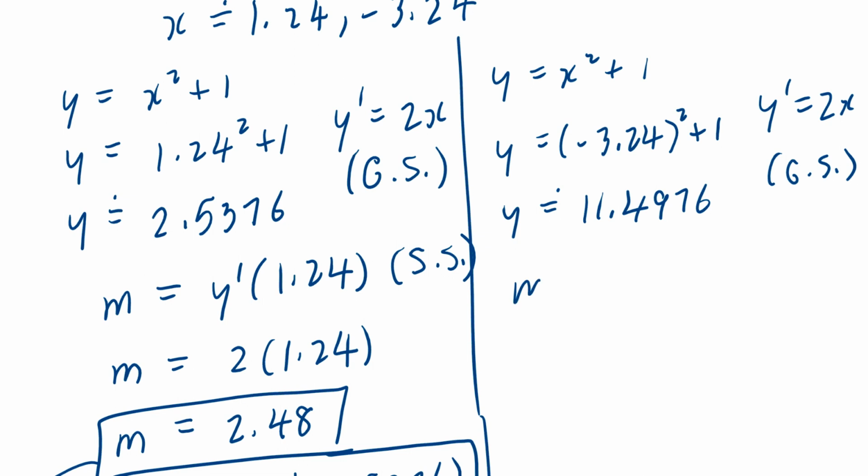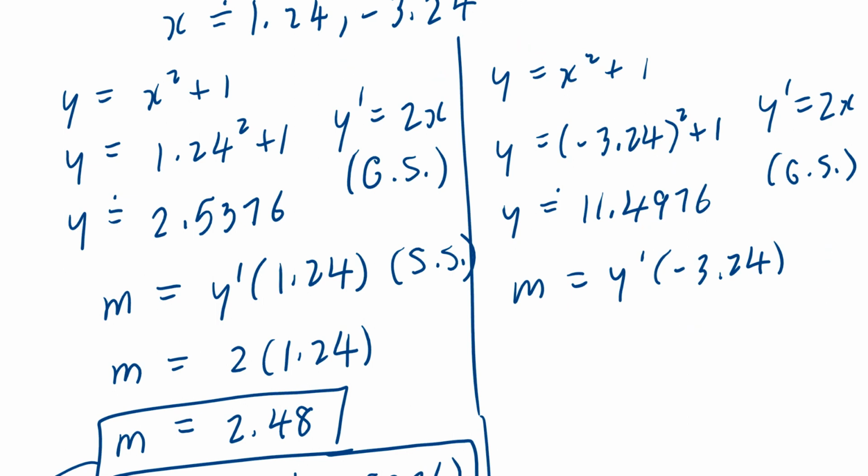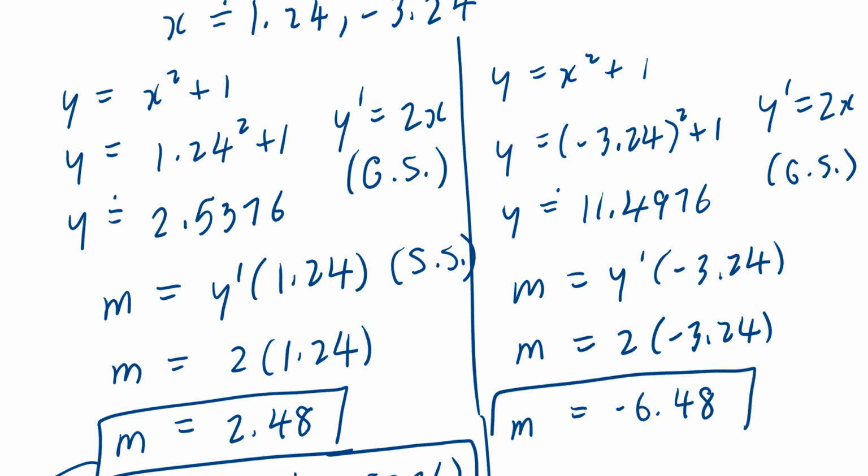So to find the specific slope, which is m by the way, I take y prime of, not 11, that's wrong, y prime of negative 3.24. So I plug the x value back in here to find the specific slope, which means I take 2 times negative 3.24. Again, here comes a little bit of mental math. That's negative 6.48. I'll put a box around this.